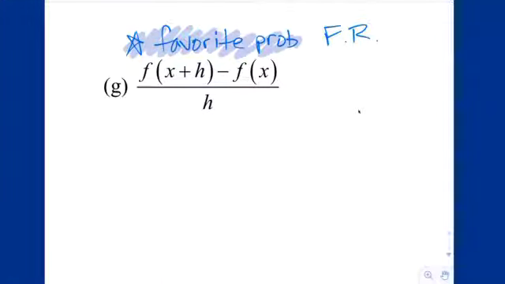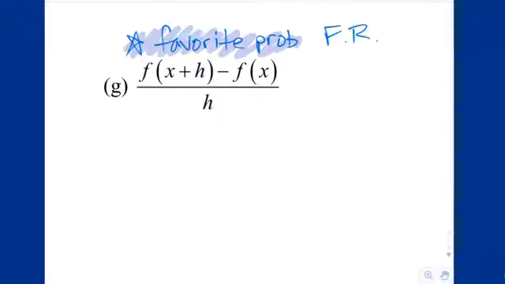Okay, so this problem here, very, very important. And this problem here has calculus implications as well. So if you go on to take calculus, you'll see this kind of thing again. You will definitely see this on the test on Thursday and even on the next test, okay?